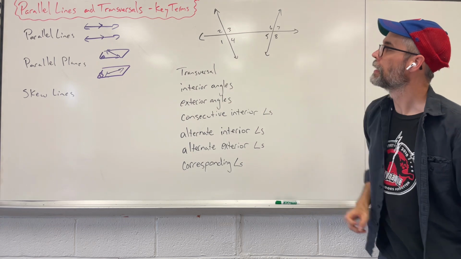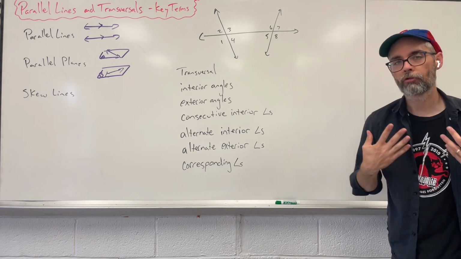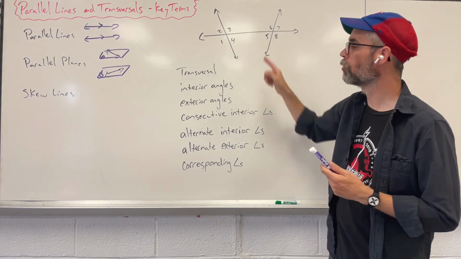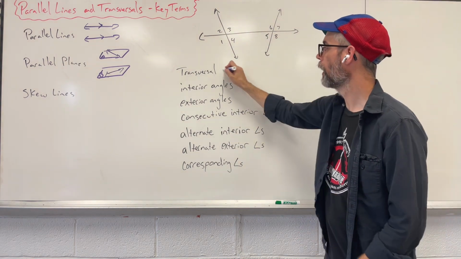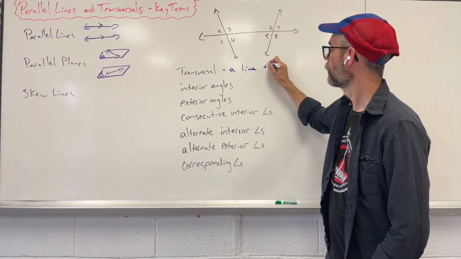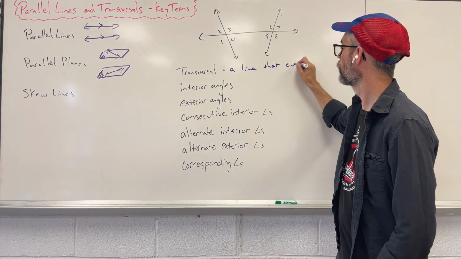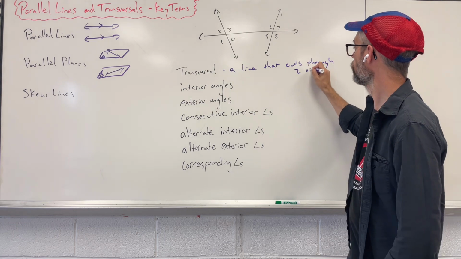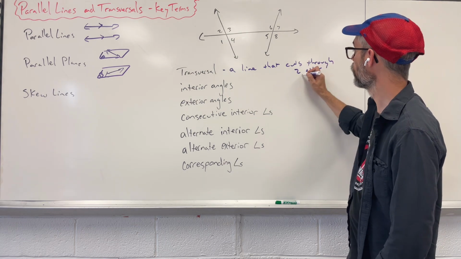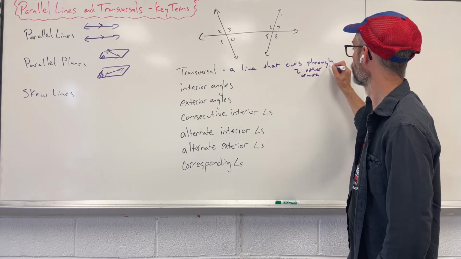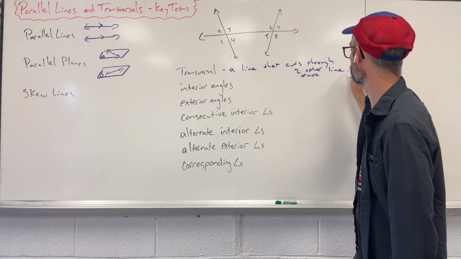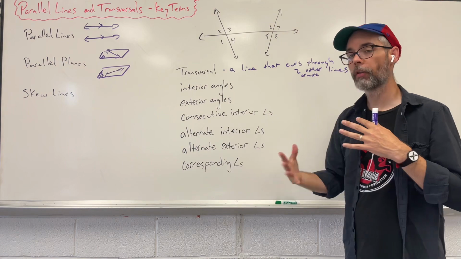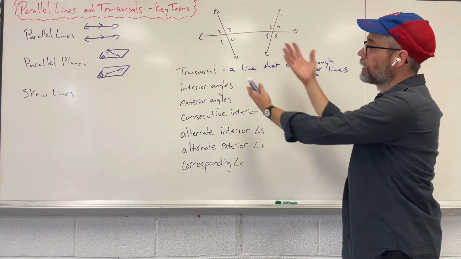Moving on, next diagram, we have something called a transversal. A transversal is a line that cuts through two or more other lines. When we have a transversal, it creates a few other types of angles that we can describe.